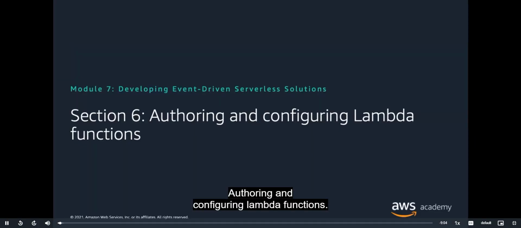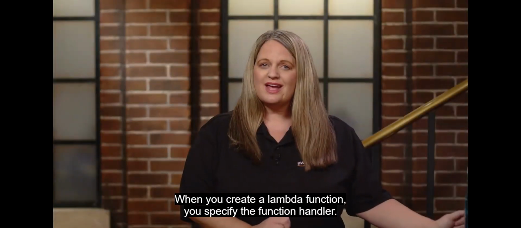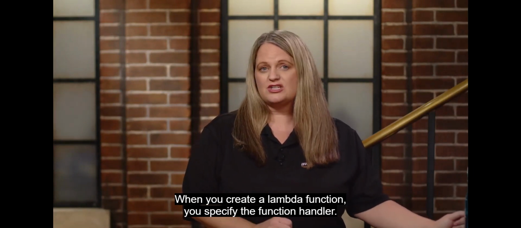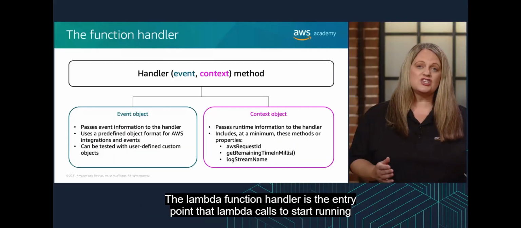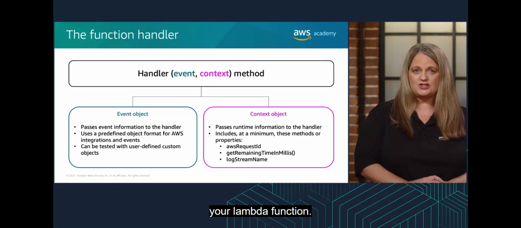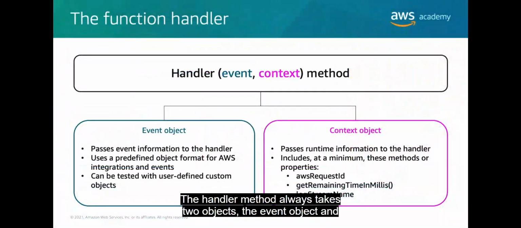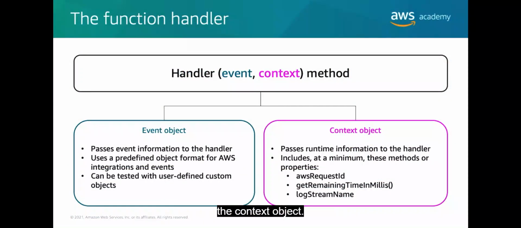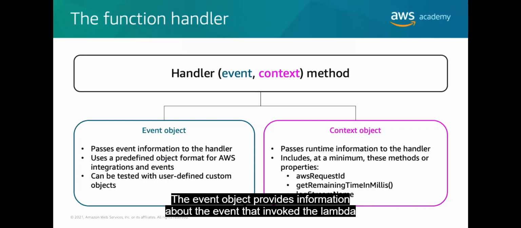Authoring and configuring Lambda functions. When you create a Lambda function, you specify the function handler. The Lambda function handler is the entry point that Lambda calls to start running your Lambda function. The handler method always takes two objects, the event object and the context object. The event object provides information about the event that invoked the Lambda function.